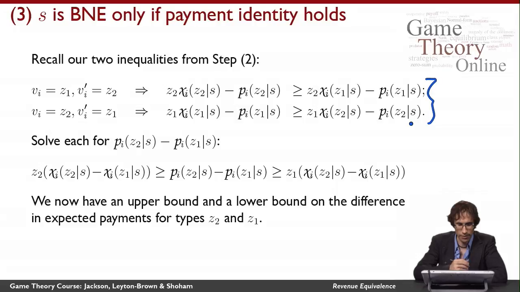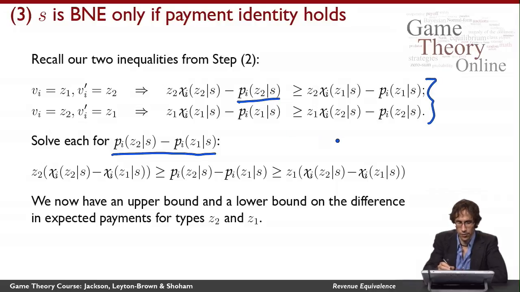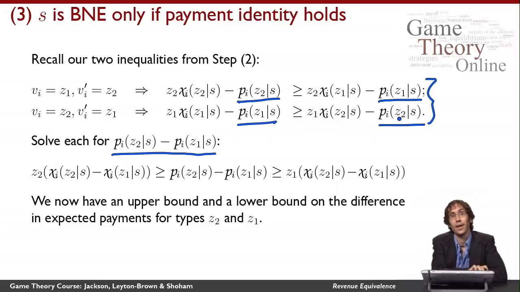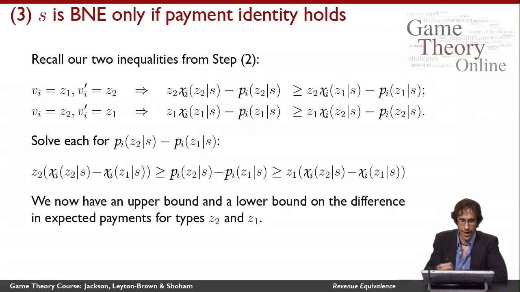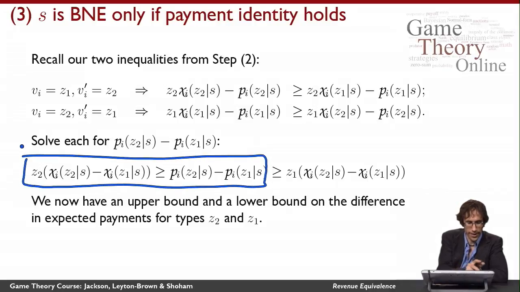and now I'm going to do something different. I'm going to solve each of them for this expression. So I'm going to kind of rearrange them. You notice they both have a pi z2 given s and a pi z1 given s. And so if I rearrange things, then I can get them so they both have that on one side of the expression. And when I do that, I end up with one of the inequalities looking like this, and the other one looking like that.